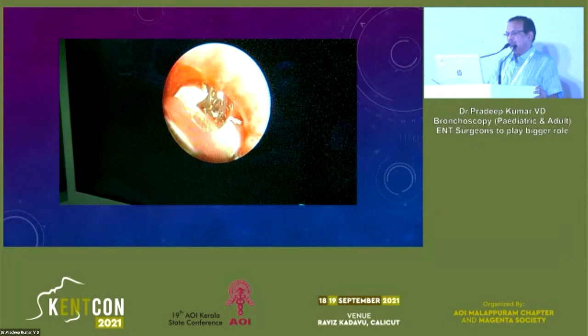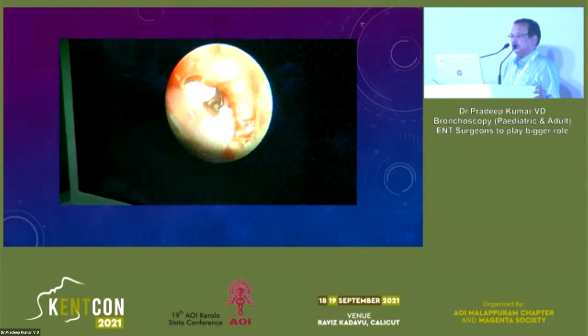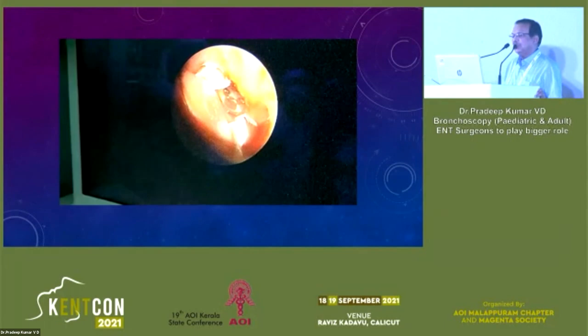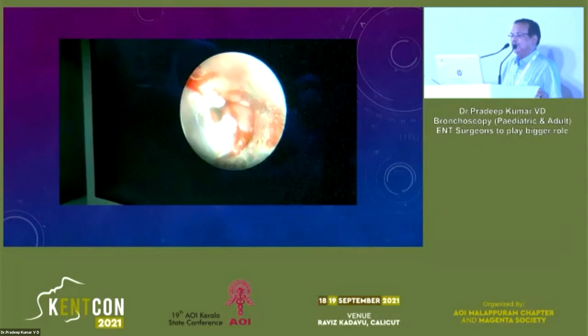This is the TV bulb blocking the right bronchus. I was trying to remove it from the bronchus. It is not coming. The wire attached to the foreign body was entangled somewhere. In spite of trying for half an hour, it didn't come. It just gets stuck there.